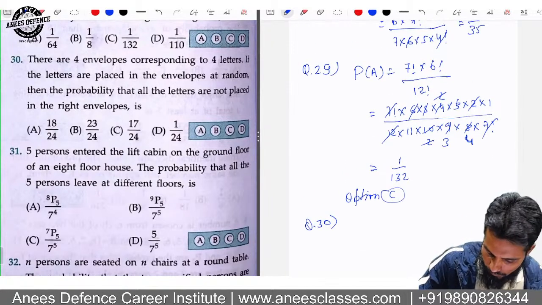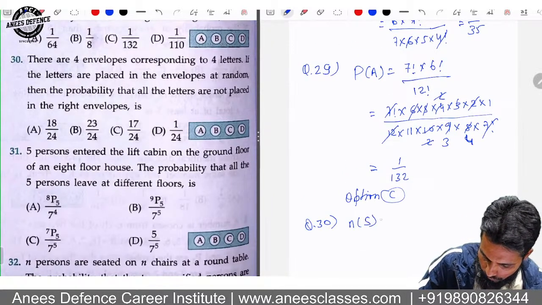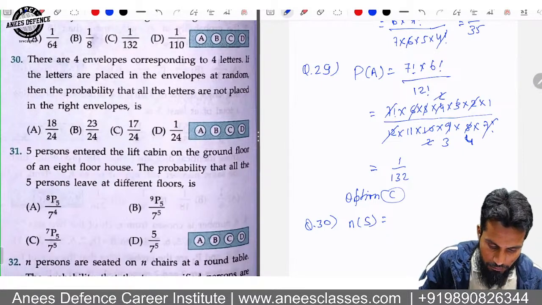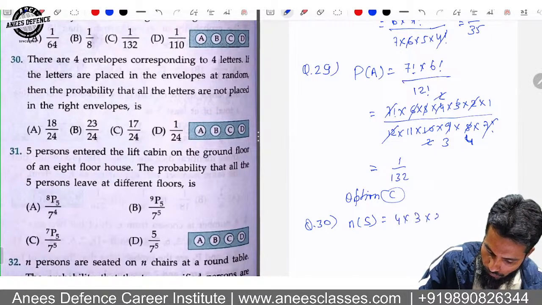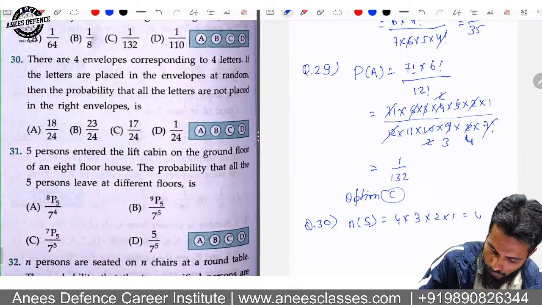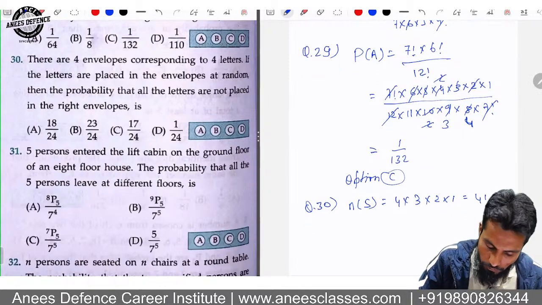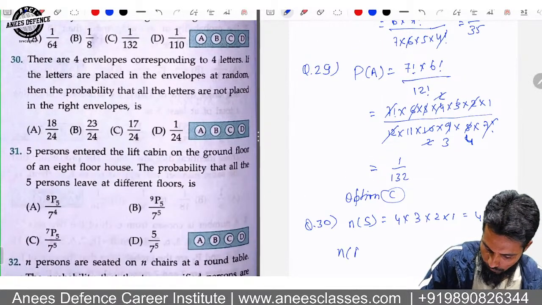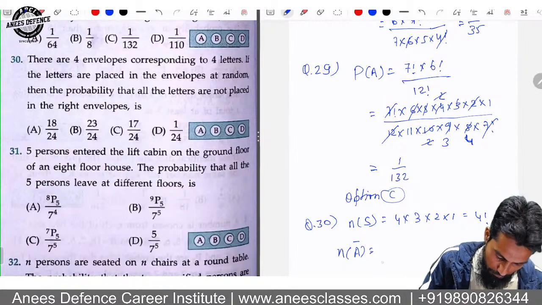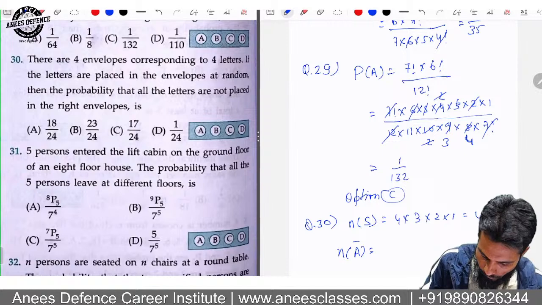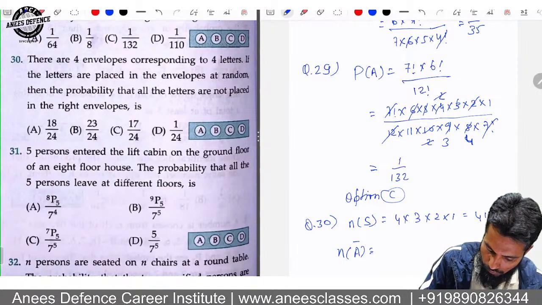First, the sample space. Sample space: 4 letters and 4 envelopes. So 4 into 3 into 2 into 1, that is equal to 4 factorial, right? Then I will take event A bar. They have said that these letters are not placed in the right envelope, so I have taken the bar.